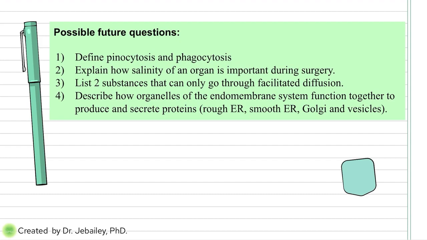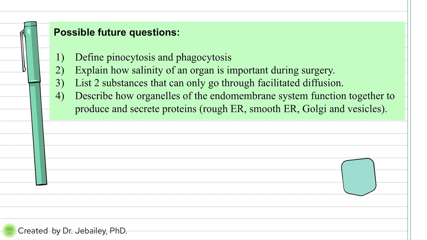Now here I have some extra questions that I have not seen pop up in IB exams in the last decade, but could be coming. Make sure you know how to define pinocytosis and phagocytosis. Explain how salinity of an organ is important during surgery, because as much as you have to know why we do it in surgeries, I doubt it. I hardly saw questions about it.